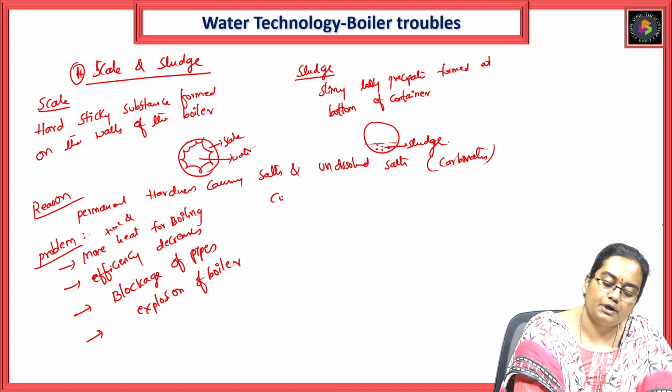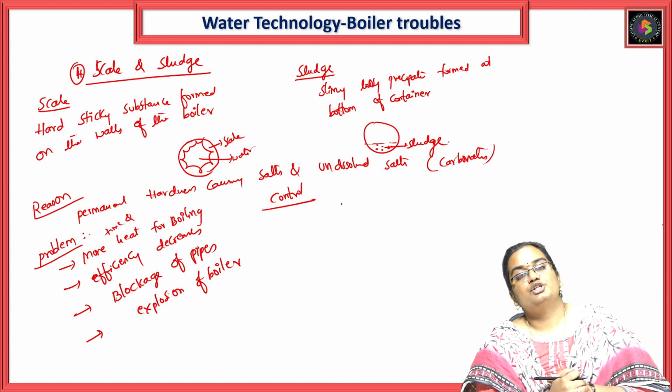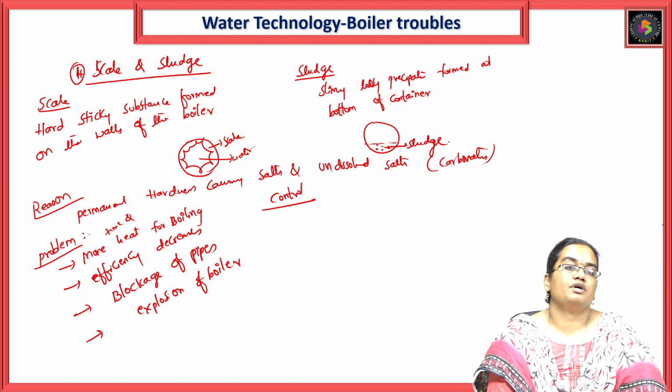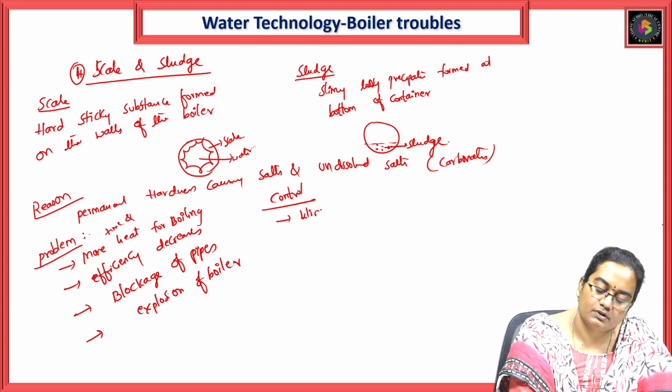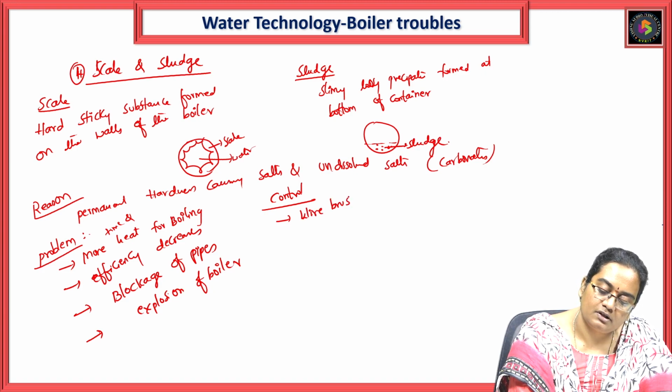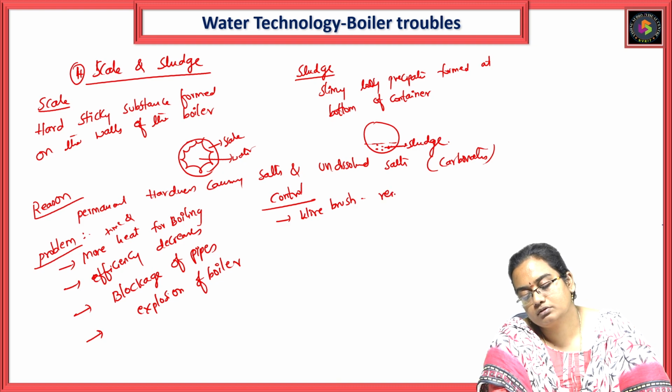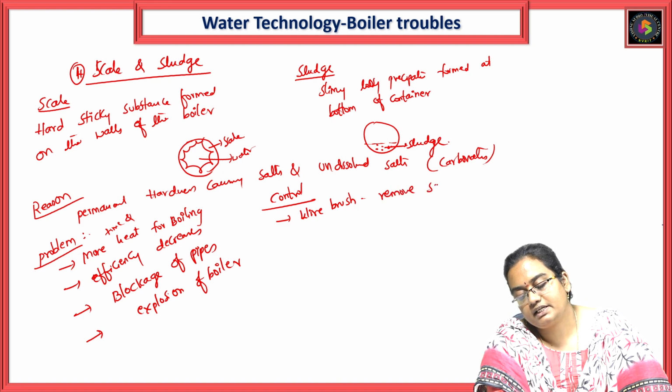Now, how to control? Generally, we know in kitchens, along with the scrubbers, we use a wire brush. So by using a wire brush, we can remove scale.